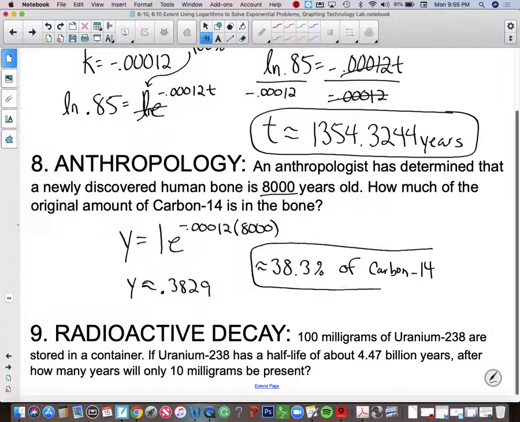Okay, so it's about 38.3% of the carbon-14. So that one's pretty much just plug and chug, throw the numbers in the formula, and see what you get.